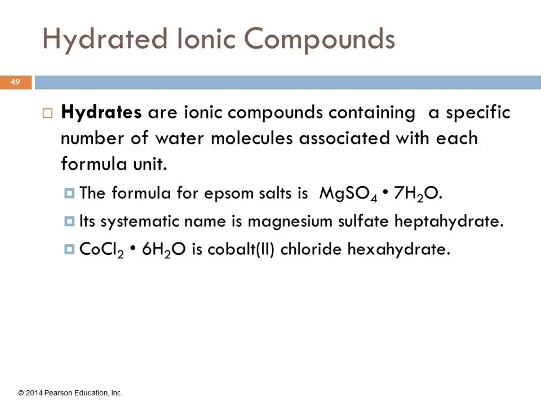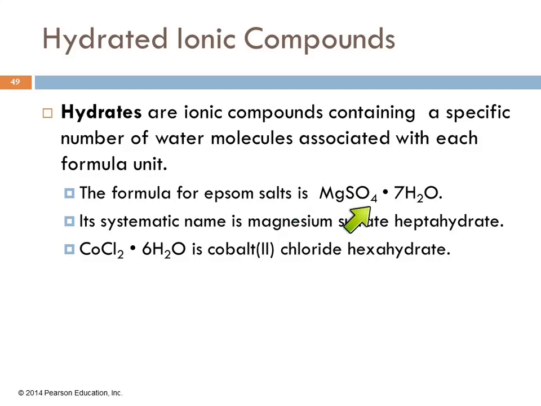Some ionic compounds are hydrated. When a person is well hydrated, their body has plenty of what? Water. So an ionic compound that's a hydrate has water molecules associated with it. Now this doesn't mean that it's wet, but that there's a particular number of water molecules associated within the crystalline structure. An example is Epsom salts. That's the common name for magnesium sulfate heptahydrate.